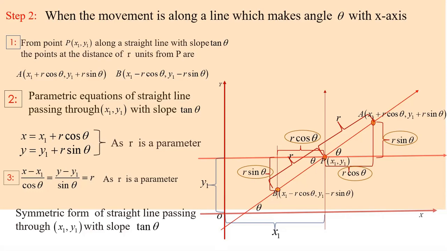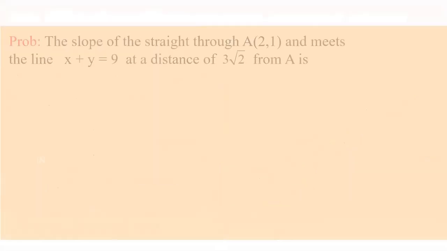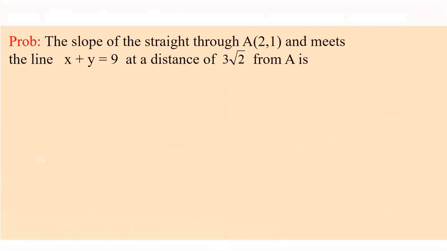By making use of this, first let us solve a simple problem. The problem is: find the slope of a straight line which is passing through the point A(2, 1) and meets some other line at a distance of 3√2 units from point A. Here, point A(2, 1) is given. Through that one line is passing, intersecting some other line at a point at 3 root 2 distance, right?